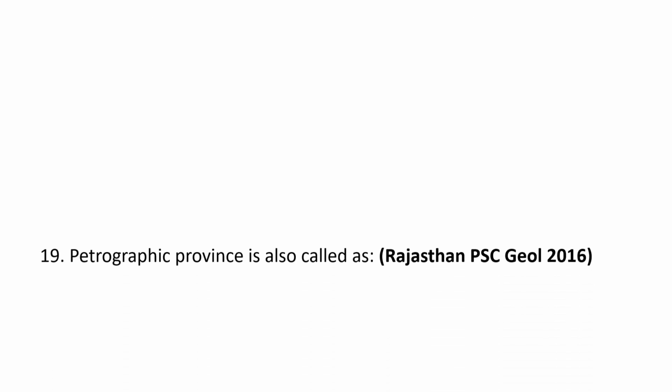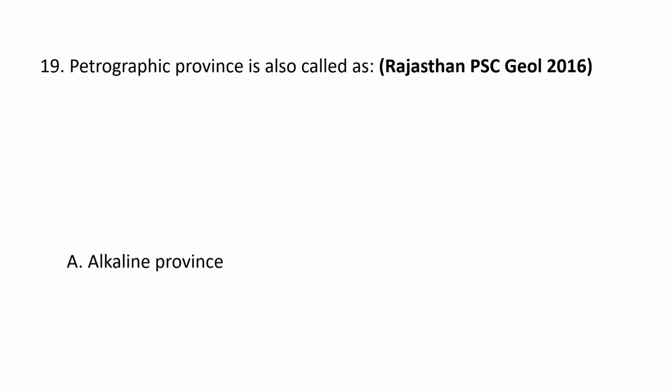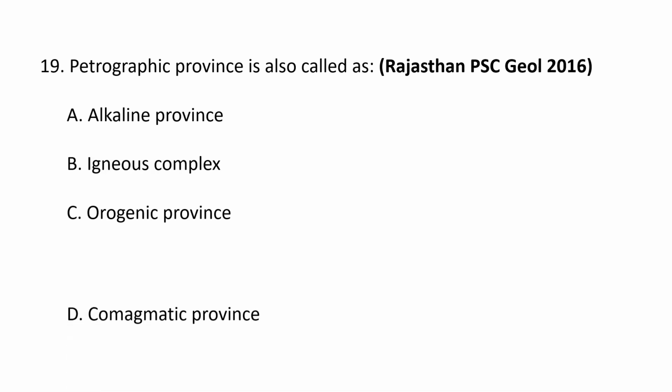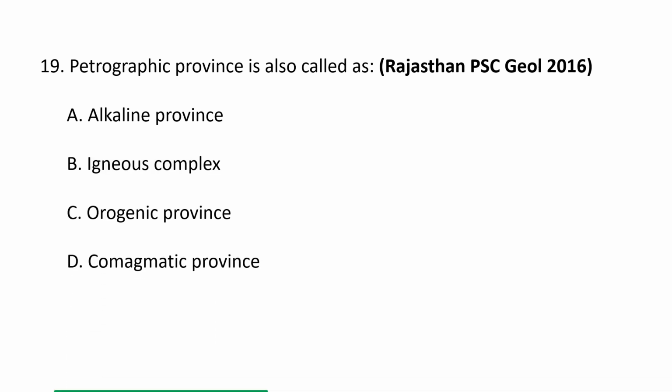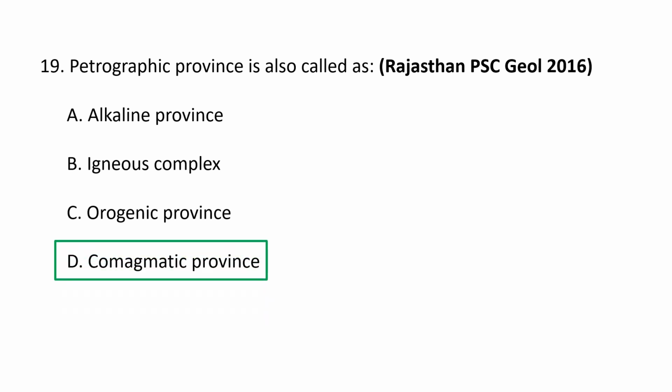Next question. Petrographic province is also called as: A, alkaline province; B, igneous complex; C, orogenic province; and D, comagmatic province. The correct option is D, comagmatic province. Petrographic provinces with associations dominated by volcanic products were commonly referred to as volcanic provinces or comagmatic provinces. So D is the correct option.